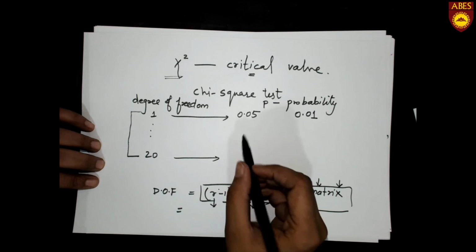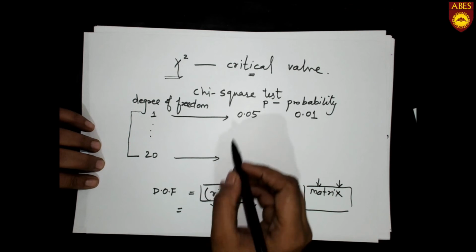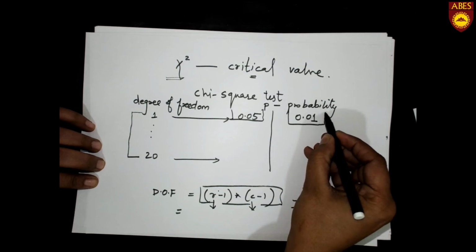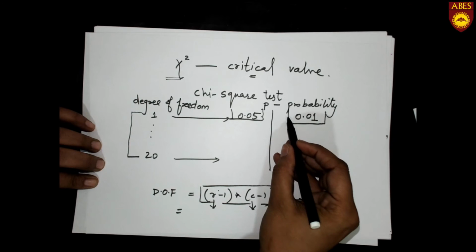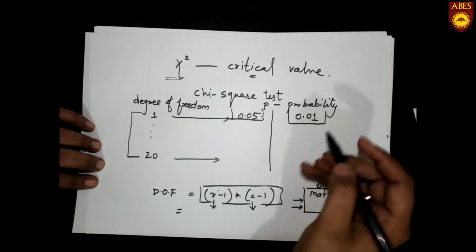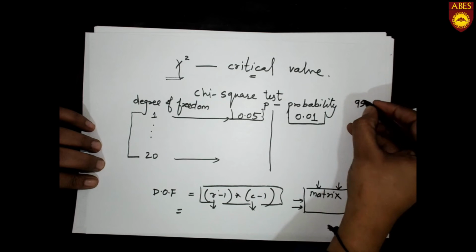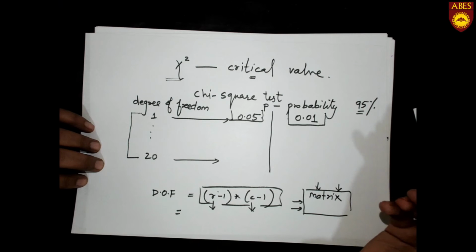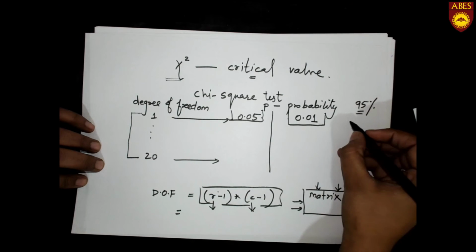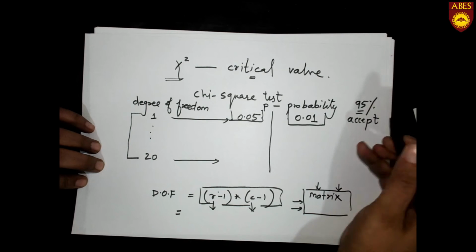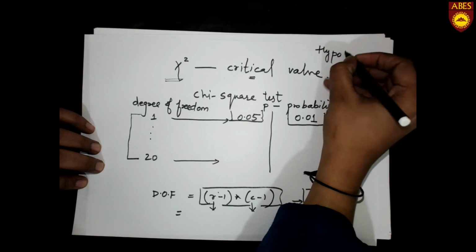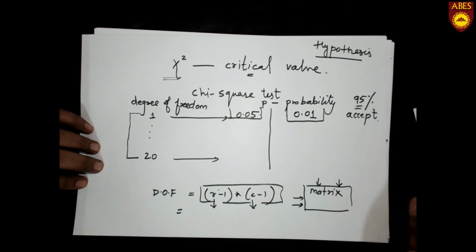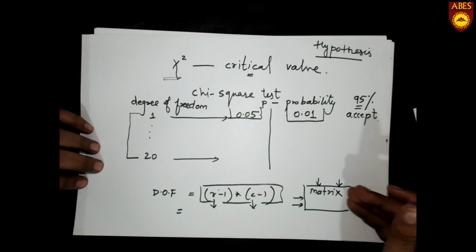Now we come to the critical value. What is exactly a critical value? I have two heading columns, that is 0.05 and 0.01. This 0.05 signifies that I'm taking 95% that my hypothesis will be in the right direction, or I can conclude that I can support or accept my hypothesis. Now what exactly is a hypothesis? Initially I take a statement that is a true statement, and I'm proving that particular statement by the chi-square test.